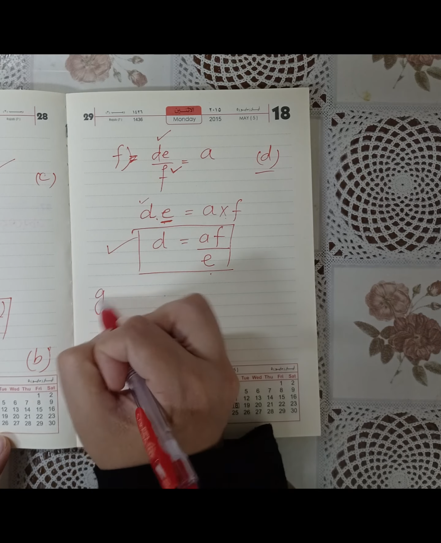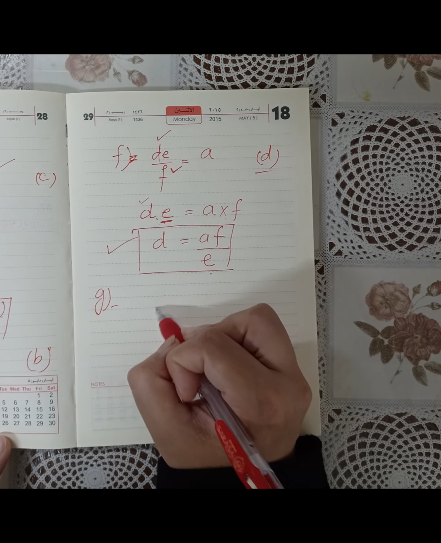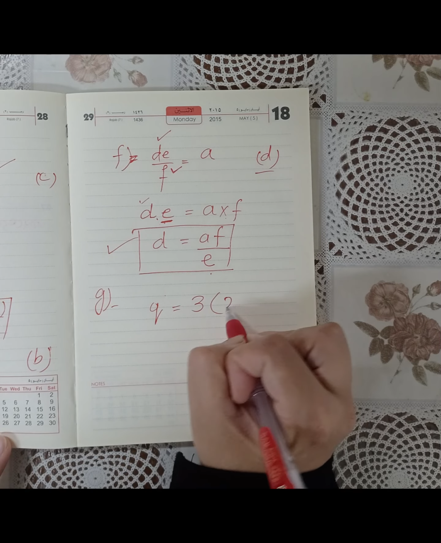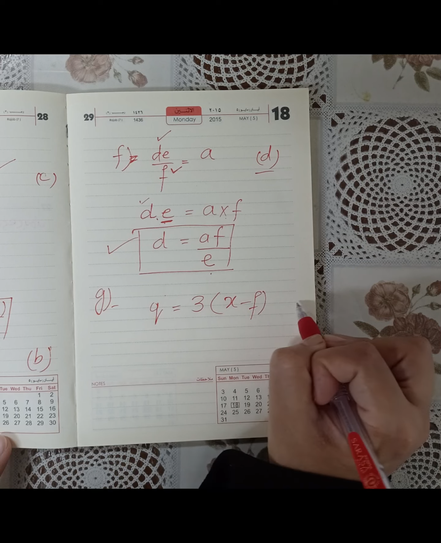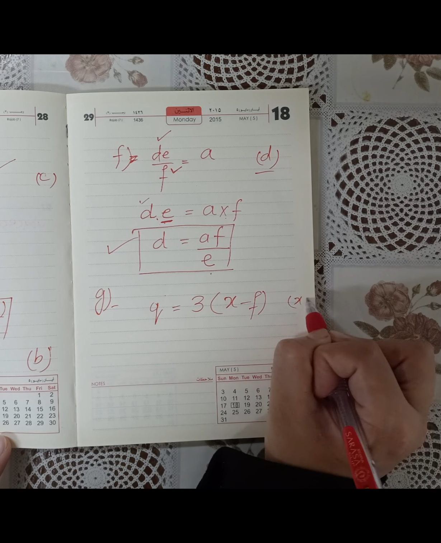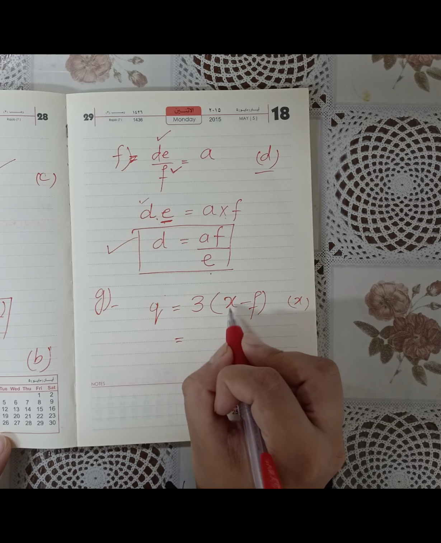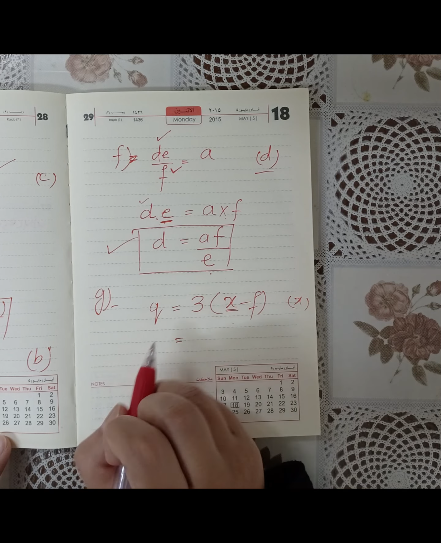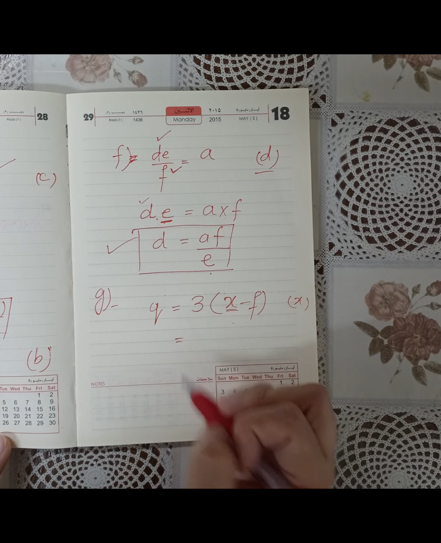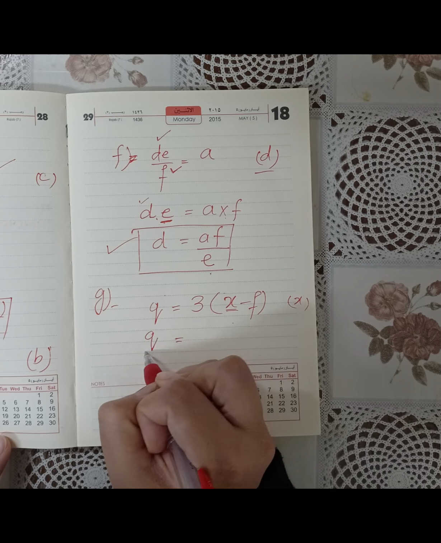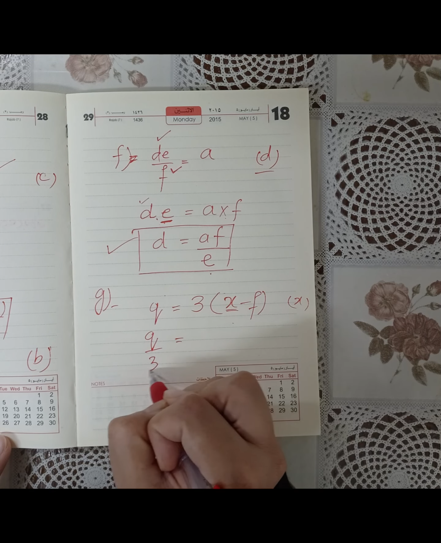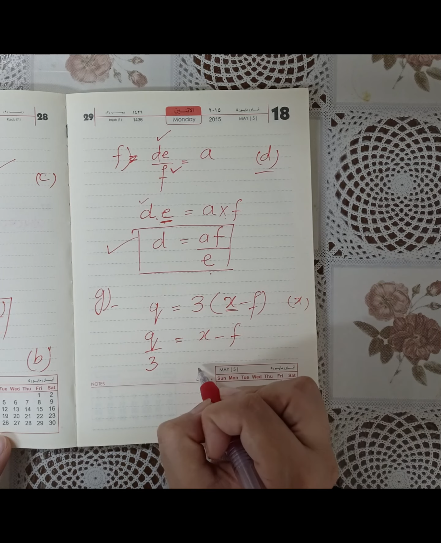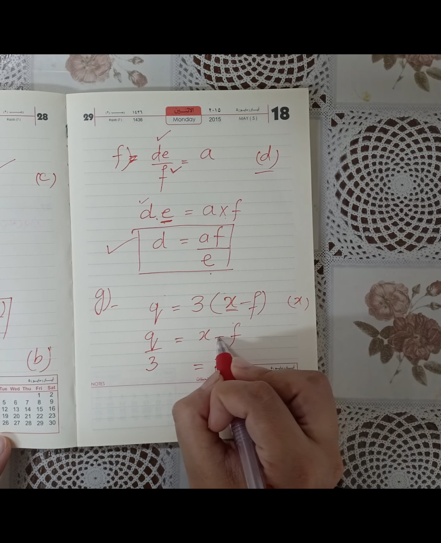Now part G. Part G is q equals 3x minus f. And we have to find it in terms of x. So x is here. This is the bracket, so I will get rid of what is outside the bracket. So 3 is outside the bracket. I will send it here. 3 will divide on the other side. Then we have x minus f.